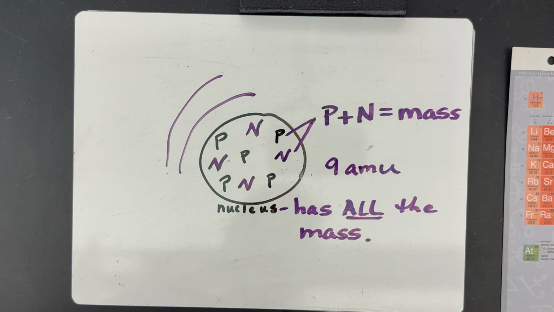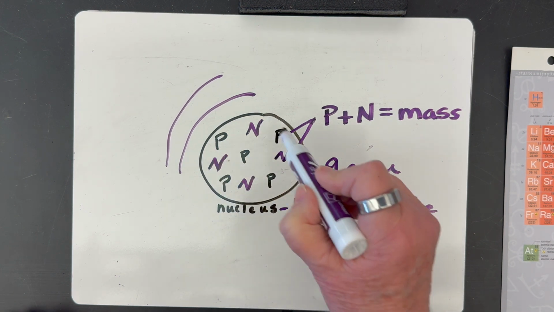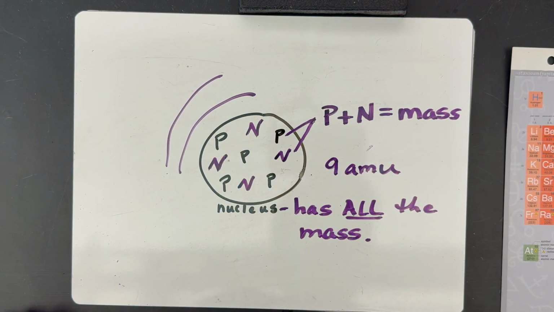To figure out what element, you just look at the number of protons, and remember 5 was boron on the periodic table.